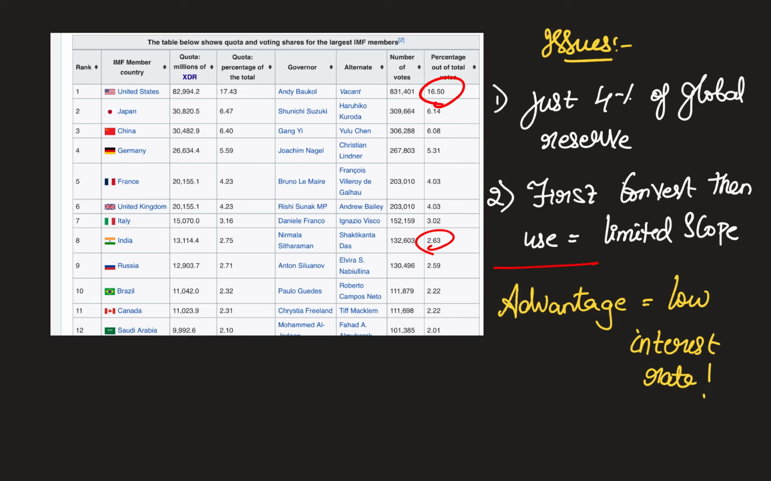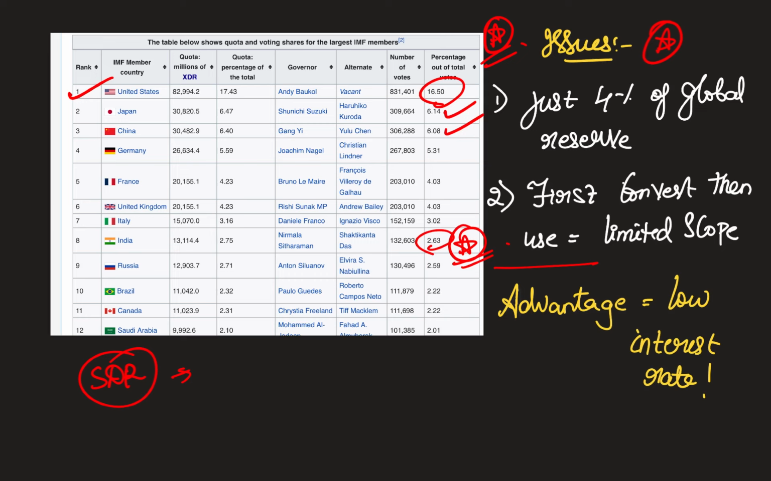So US has highest voting percentage, followed by Japan, China, and India is given 2.63 percentage out of the total votes. This is the percentage of voting that we discussed. This is not SDR. Of course, proportionately even SDR is given, but there is certain problem. Do you see across the world SDR is used as a mode of exchange between two countries? It is not the case.